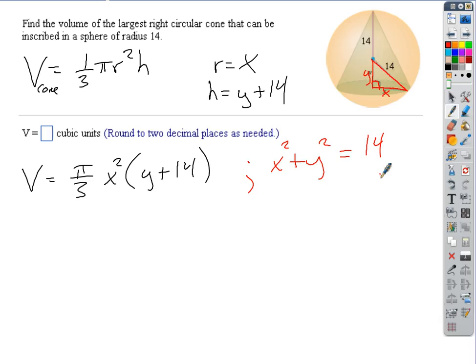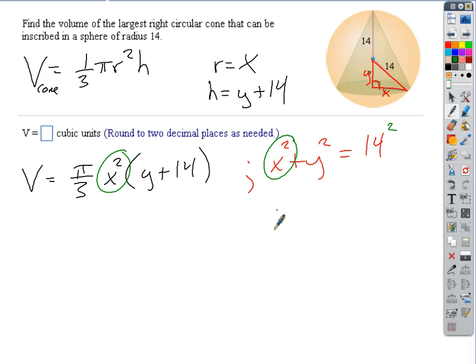Is your Pythagorean theorem not a squared plus b squared? There you go. Sorry. Okay, so then we're going to solve for x squared. That's easy, right? x squared is just 14 squared, so 196, minus y squared. I'll put a box around it because that's our substitution equation. And then that goes in there, and it becomes a really pretty simple equation. It makes it much, much easier that way.